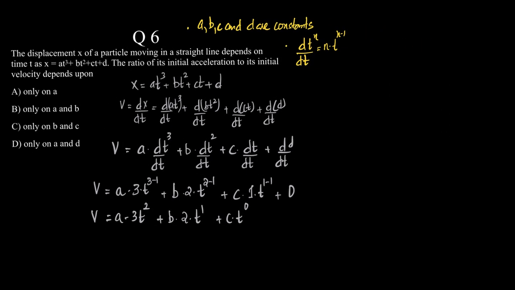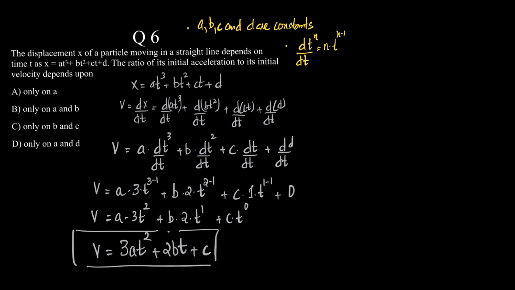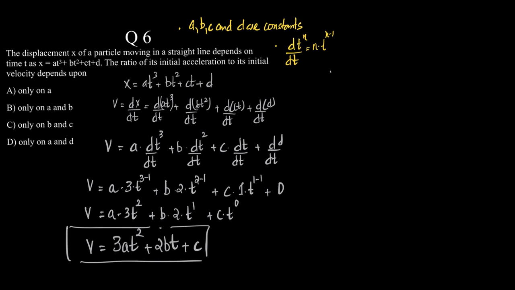So this can otherwise be written as v is equal to 3a t square plus 2bt plus, t raised to 0 is 1, so that becomes c. So we have an expression for v. So let me write it down once again. v is equal to 3a t square plus 2bt plus c. Now what is a equal to?